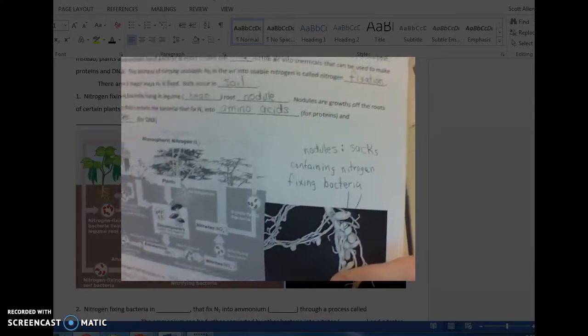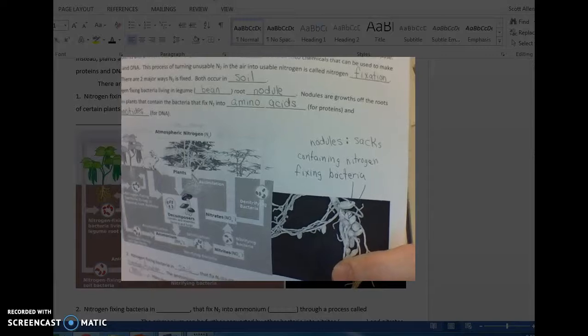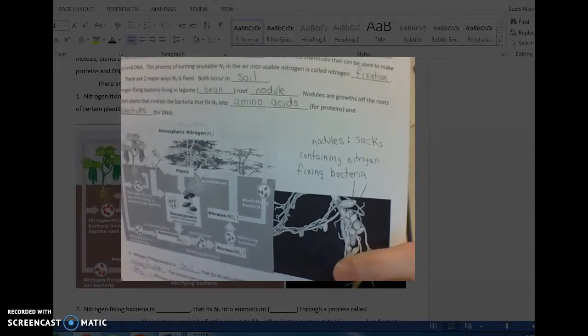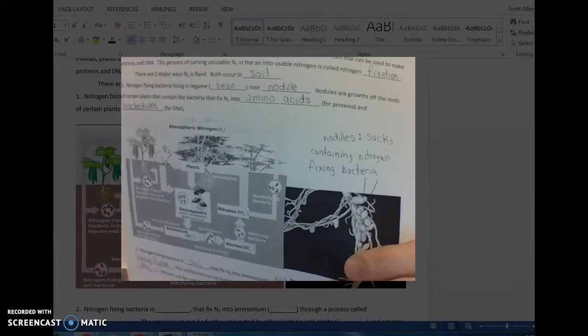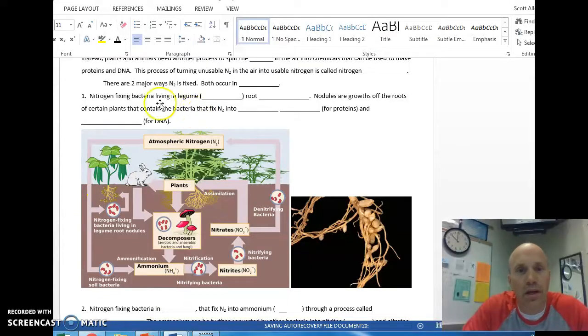Okay, so I can basically show you that nodules, those are the sacs containing nitrogen fixing bacteria, are located growing on the roots of those bean plants. What those bacteria can do is take those nitrogen molecules from the air and convert them into what are called amino acids, AMINO, and then the next word is acids, ACIDS, and those are used for making proteins.